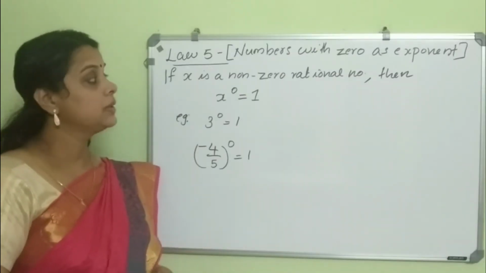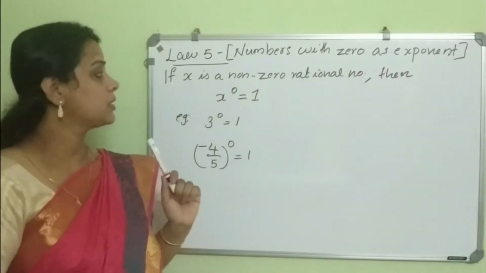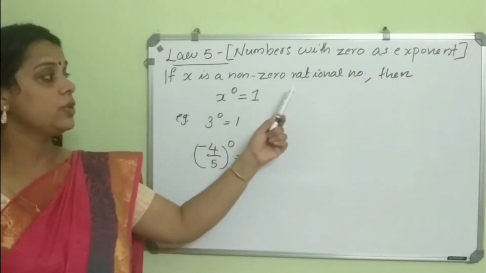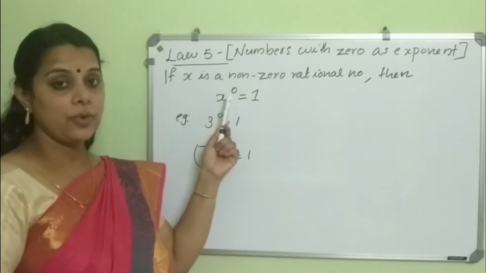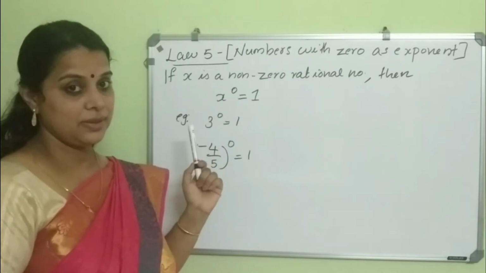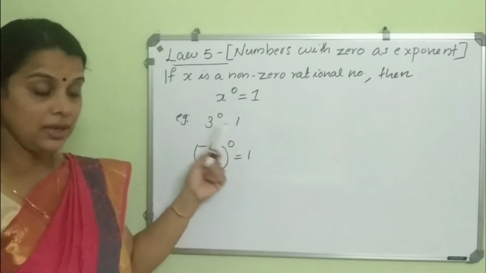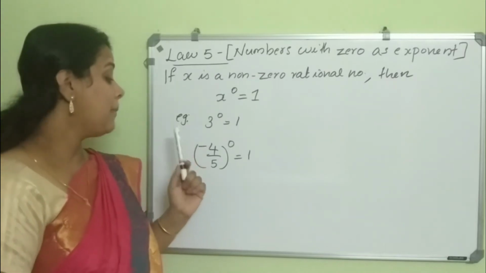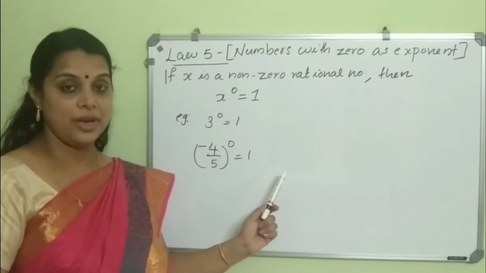Law 5. Numbers with 0 as exponent. If x is a non-zero rational number, then x raised to the power 0 is 1. Example, 3 raised to the power 0 is 1. Rational number minus 4 by 5 raised to the power 0 is also 1.